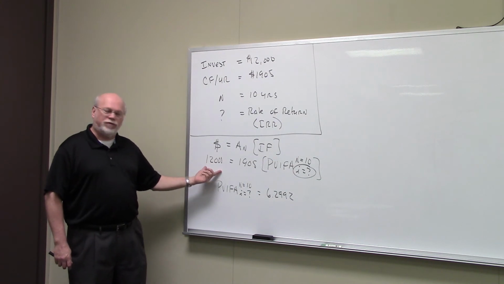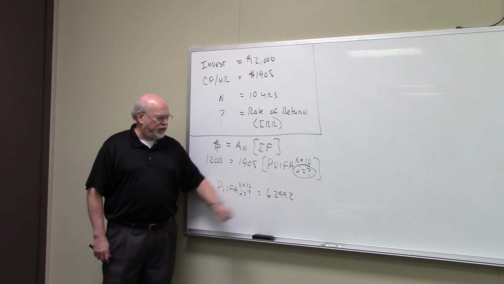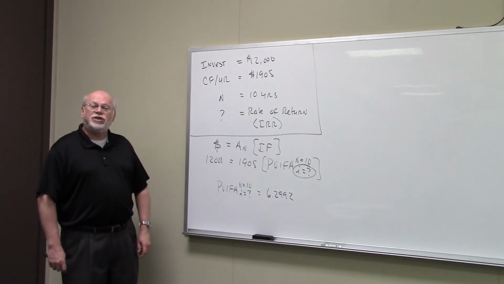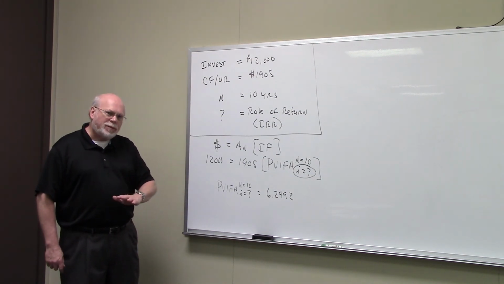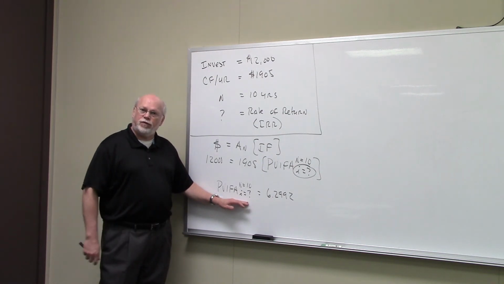Well, it has to be 12,000 divided by 1905, which is 6.2992. And that indeed is our PVIFA, with n equal to 10 and I equal to something. We don't know what that is yet. That's what we're going to be looking for.